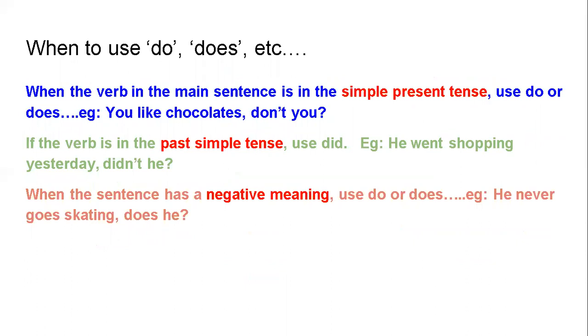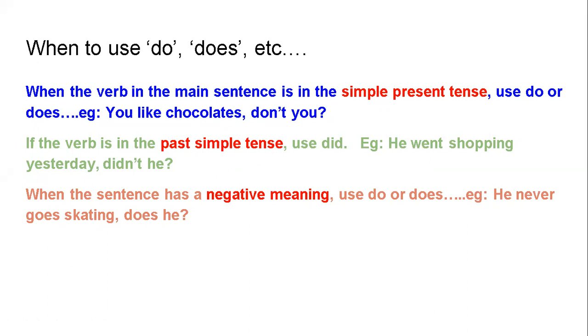First case. When the verb in the main sentence is in the simple present tense, use do or does. For example, you like chocolates, don't you? So the word like is a verb and it is written in the simple present tense. Like. And hence in the question tag you use the word don't. And why are we using don't and not do? Because the first part of the sentence is positive. So now you're making it negative in the question tag. So don't forget the initial rules when you go through the rest of it.